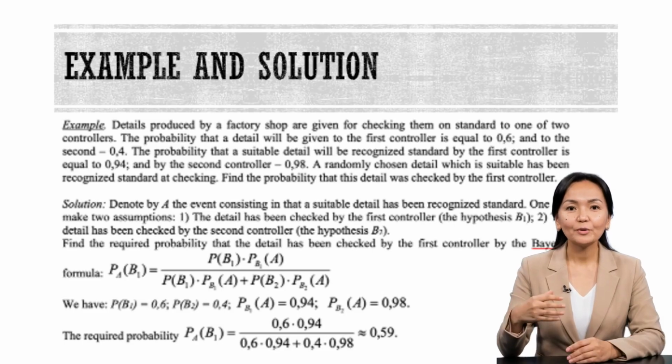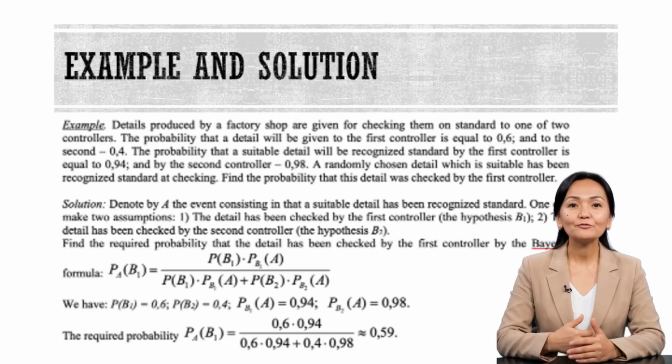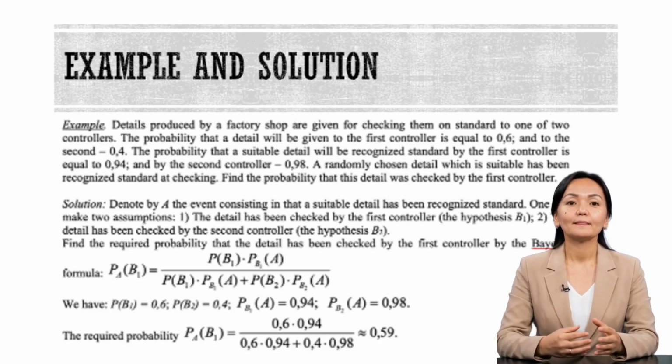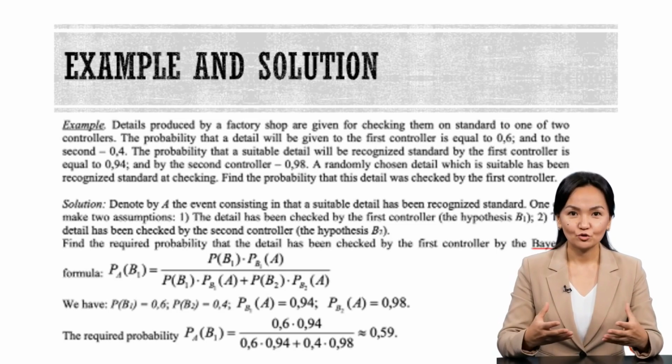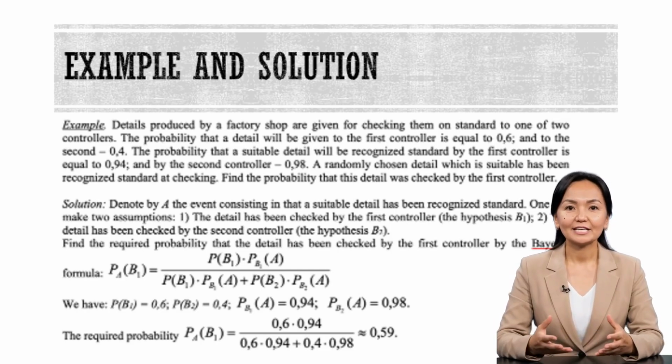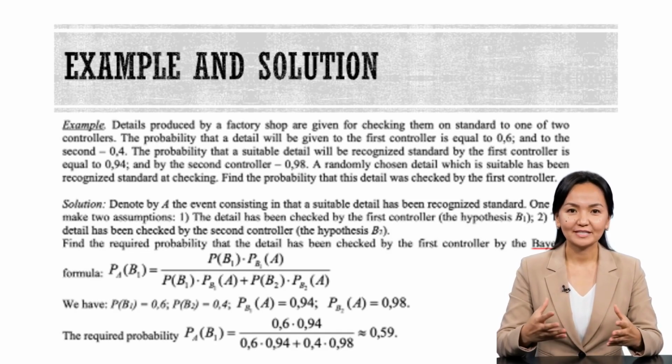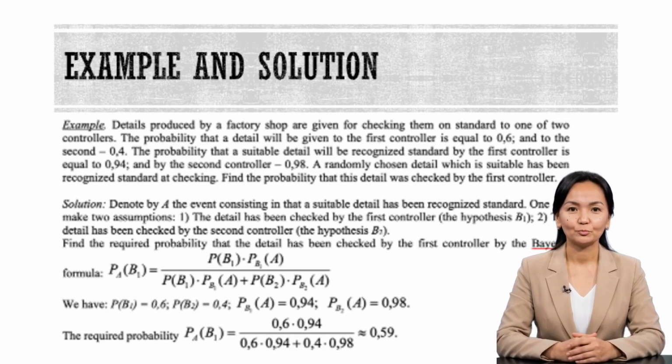Let's apply Bayes' formula to a practical example. Details produced by a factory shop are given for checking to one of two controllers. The probability that a detail is given to the first controller is 0.6 and to the second controller is 0.4. The probability that a suitable detail is correctly recognized as standard by the first controller is 0.94 and by the second controller is 0.98. A randomly chosen suitable detail has been recognized as standard. We need to find the probability that this detail was checked by the first controller.